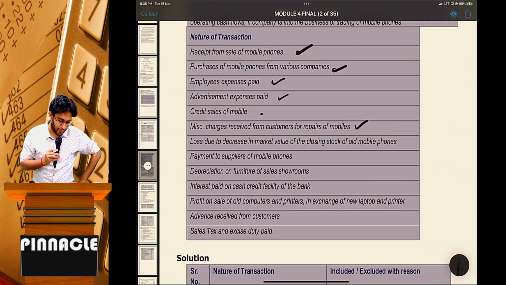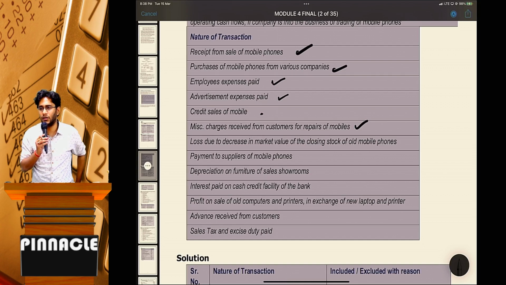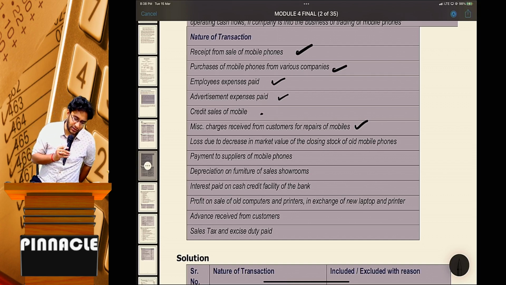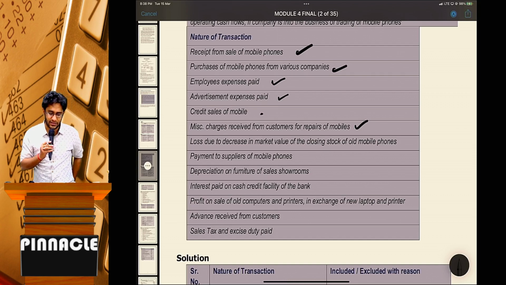Payment to suppliers of mobile phones, of course. Depreciation, non-cash. Interest paid on cash credit facility to the bank. Interest paid on bank loan is financing activity. Profit on sale of old computers and printers in exchange for new laptop and printer. You are doing computer business? Mobile. Computer is PPE for you, an investing activity. If that is a pure exchange, it is non-cash also. It will not come anywhere. Advance received from customers, definitely cash operating activity. Sales tax and excess duties paid, operating activity.